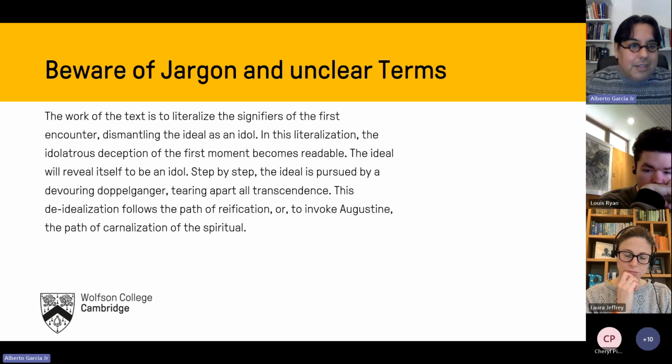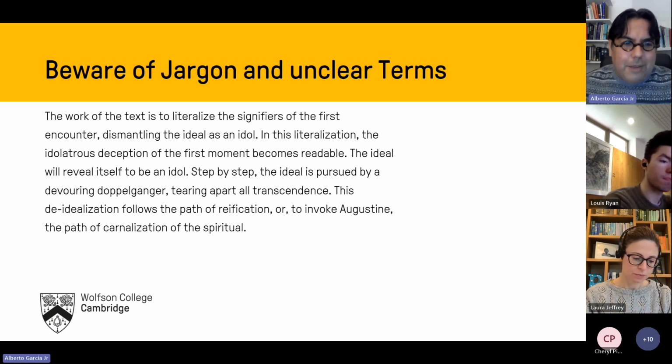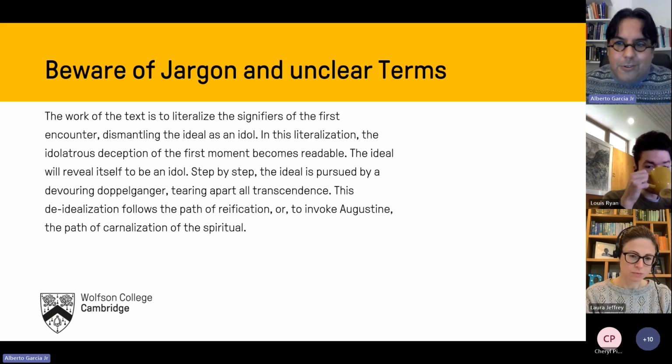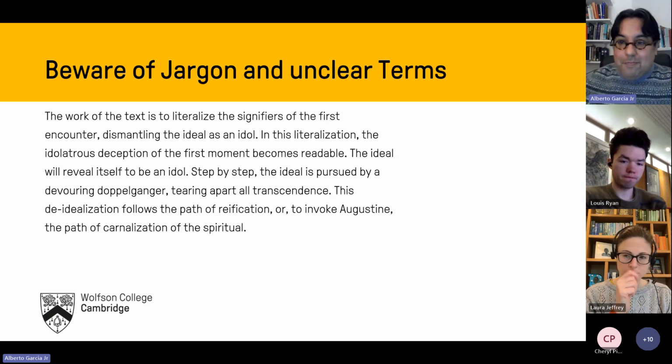So if we look at something like this: the work of the text is to literalize the signifiers of the first encounter, dismantling the ideal of an idol. In this literalization, the idolatrous deception of the first moment becomes readable. The ideal will reveal itself to be an idol. Step by step, the ideal is pursued by a devouring doppelganger, tearing apart all transcendence. This de-idealization follows a path of reification, or, to invoke Augustine, the path of carnalization of the spiritual. That's a pretty heavy text there.